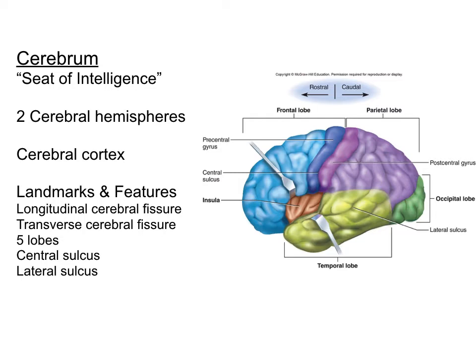Now, with regards to the different lobes, there are 2 sulci that help to separate the lobes that you need to be aware of. The first is called the central sulcus. The central sulcus is the sulcus that divides the frontal lobe from your parietal lobe. The lateral sulcus is going to separate your temporal lobe from the frontal and parietal lobes.